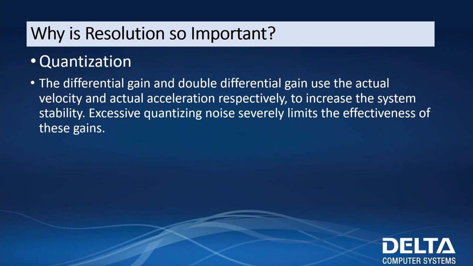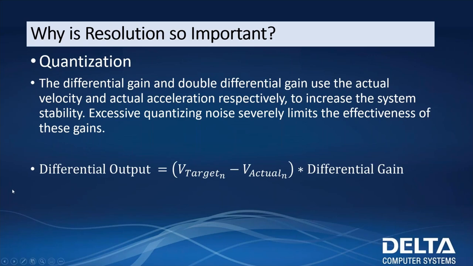Now, why is this important for control? Well, the differential gain and the double differential gain use the actual velocity and actual acceleration to increase the system stability. So excessive noise is going to really limit the effectiveness of those gains. To make this more clear, let's look at the equation for differential gain. What does the differential gain actually look like? Well, the differential output is going to be your velocity target minus your velocity actual, times your differential gain.